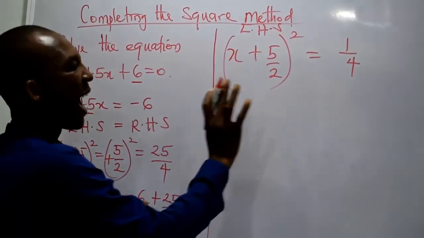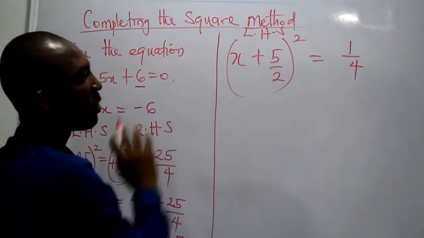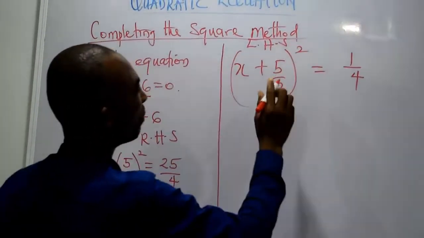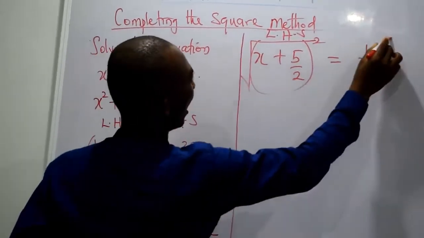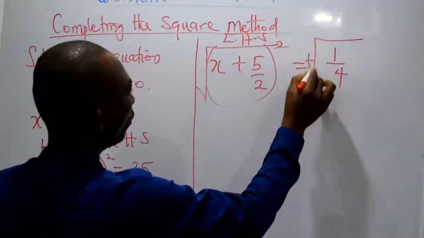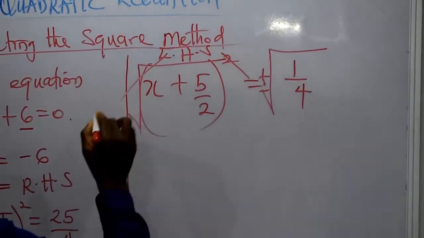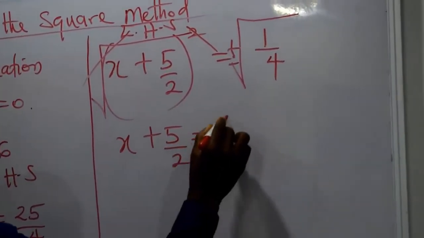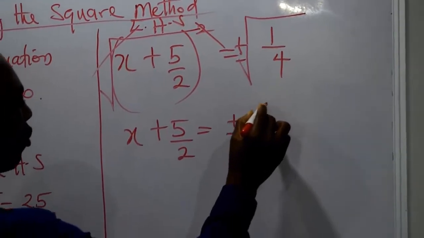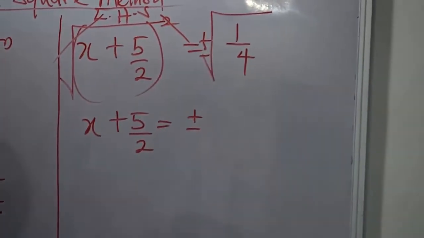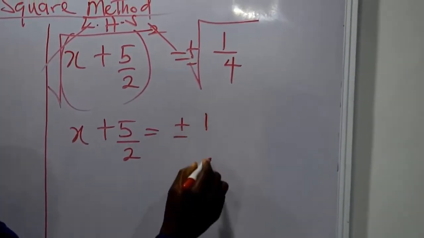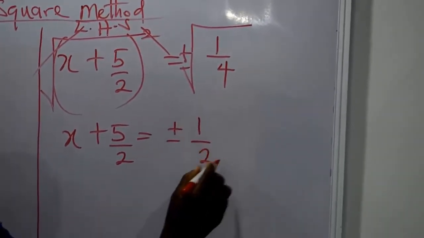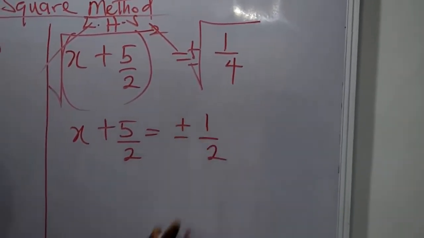This becomes an irrational equation. So you square root both sides. Don't forget to put your plus or minus. We have x plus 5 over 2 equals plus or minus square root of 1 over 4. Square root of 1 is 1. Square root of 4 is 2. So we have plus or minus 1 over 2.